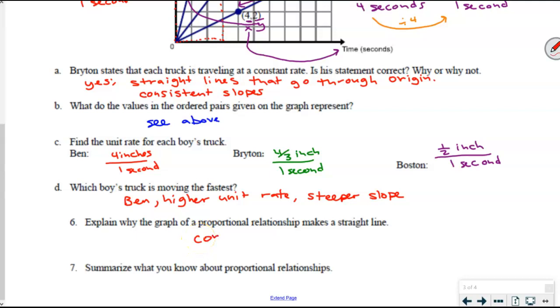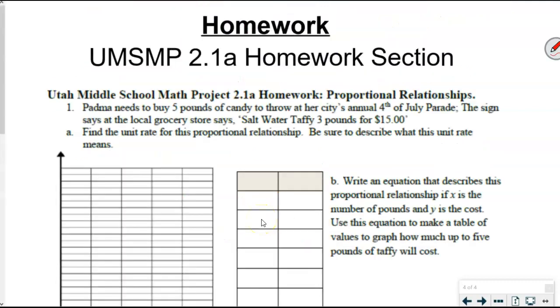And part of your homework, I want you to summarize what you know about proportional relationships. What are all the things that you know? We've very recently reviewed it. Write down at least 3 things that you know about proportional relationships. In addition to finishing up question 7, summarizing what you know about proportional relationships, I do want you to complete the homework section.